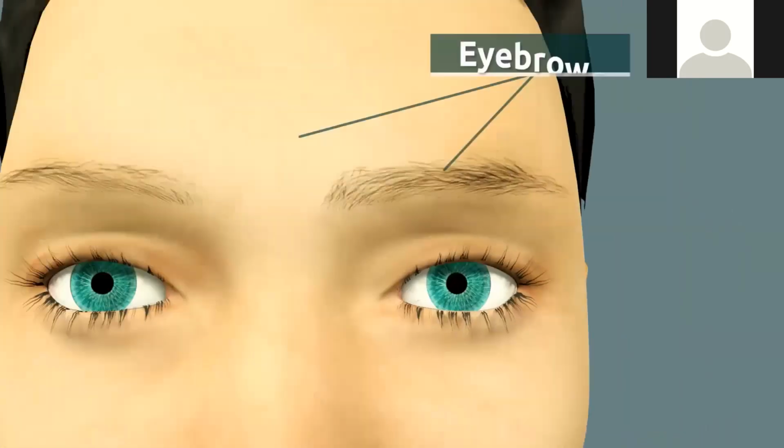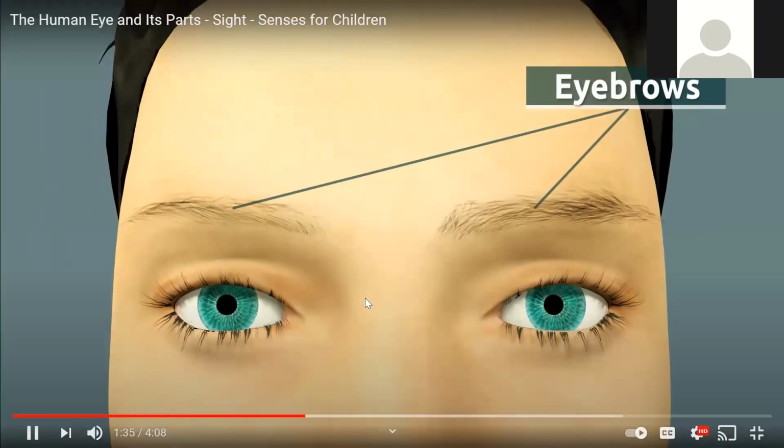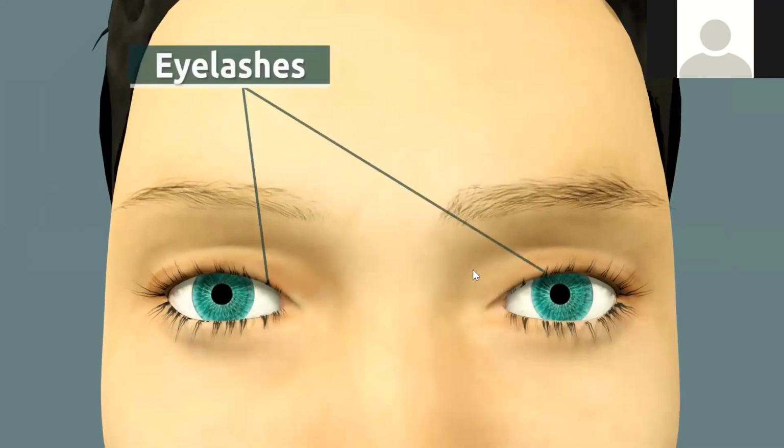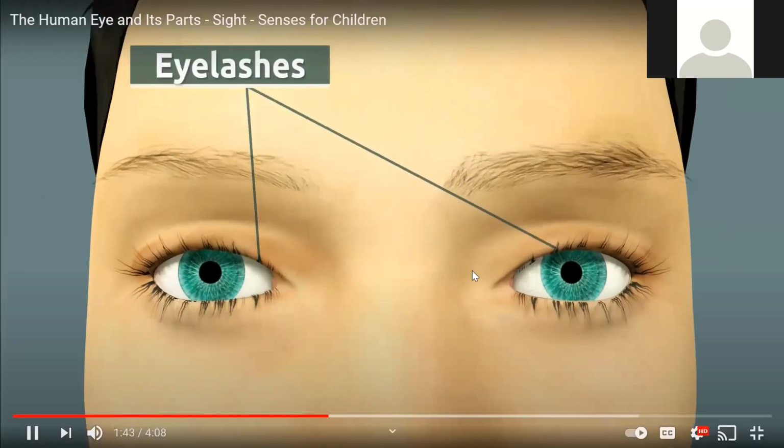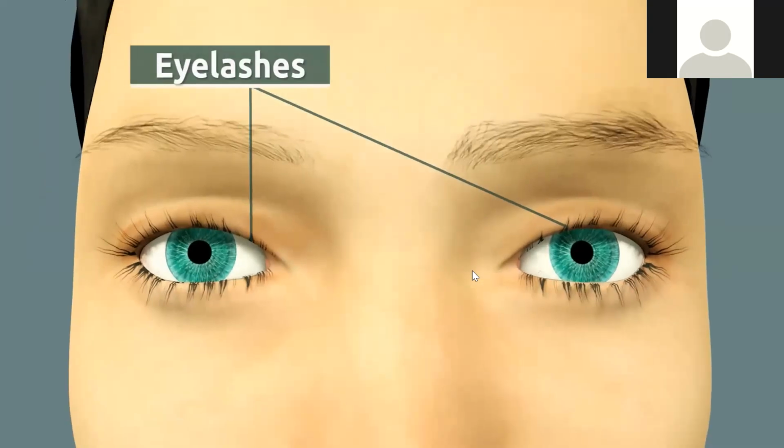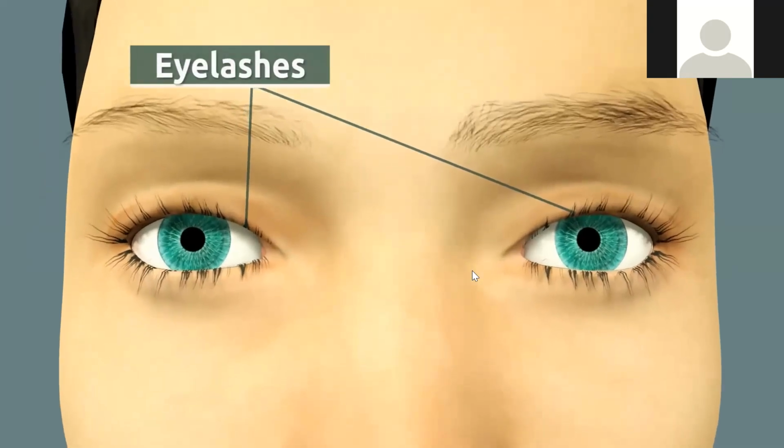The function of the eyebrows is to protect the eye from sweat or rain. The function of the eyelashes is to protect the eye from dust or sand. Did you know that eyelashes also shield our eyes from direct sunlight?